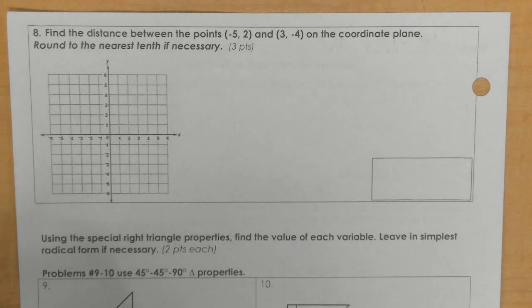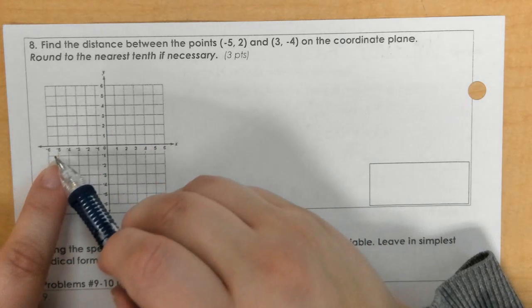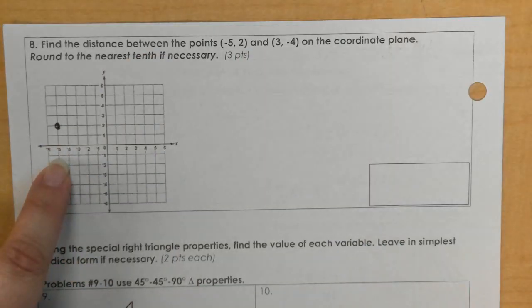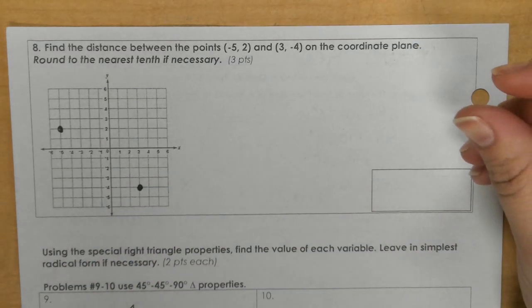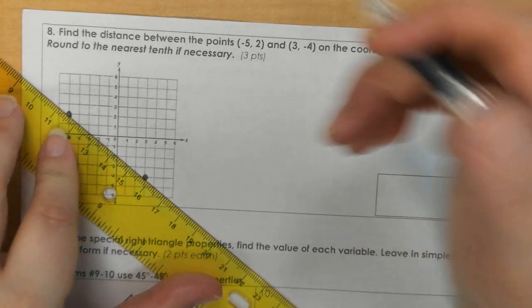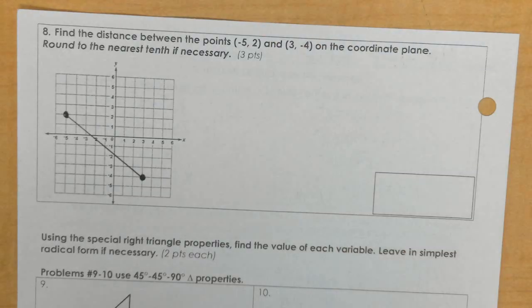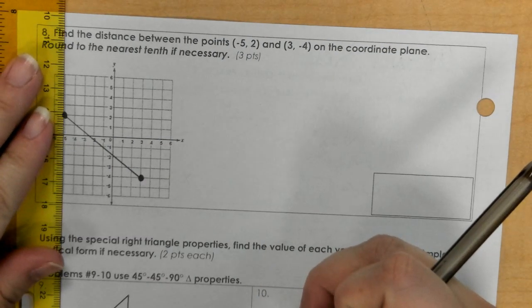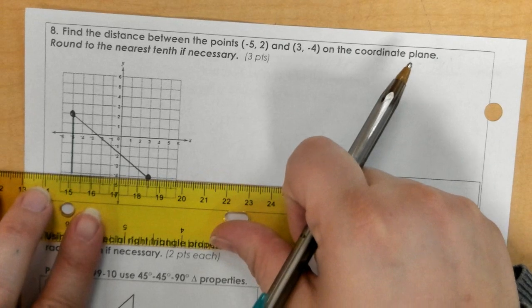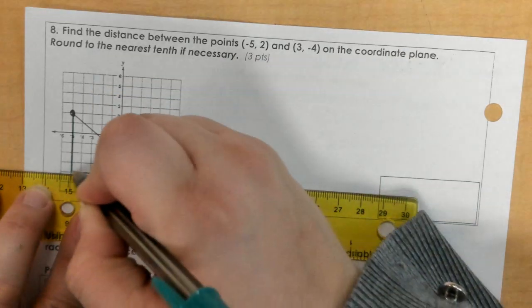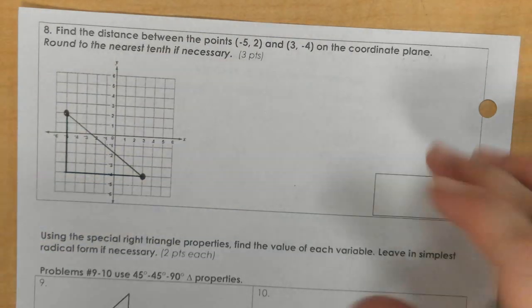For number 8, it says find the distance between the points (-5, 2) and (3, -4) on the coordinate plane. Round your answer to the nearest tenth if necessary. So go ahead and plot (-5, 2) and (3, -4). And then we need to create a triangle. And we need to count how many we have on each side here.